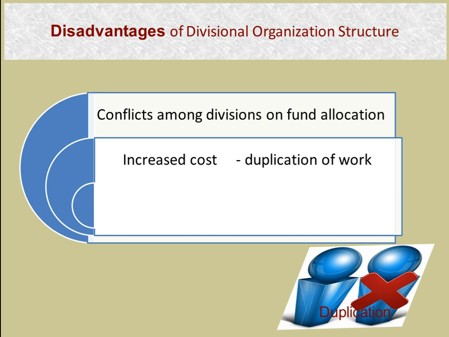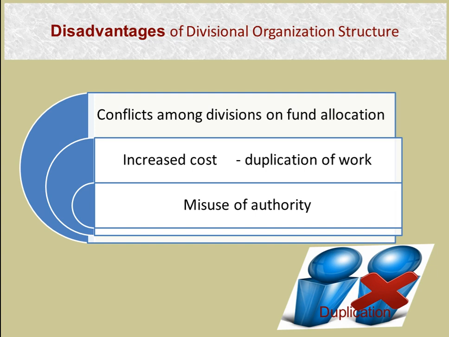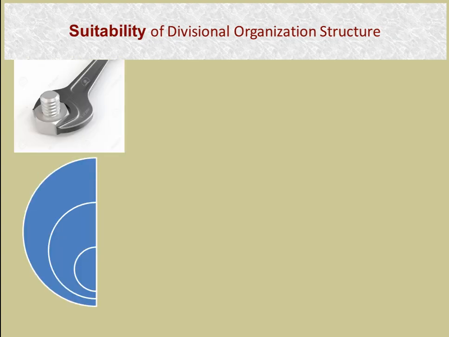Next, increased cost and duplication of work. We are doing planning, production, purchasing, and sales. All departments are doing the same work, so duplication of work may cause increased cost. There is also some misuse of authority. Since all authority is with me, there are chances of misusing this authority.